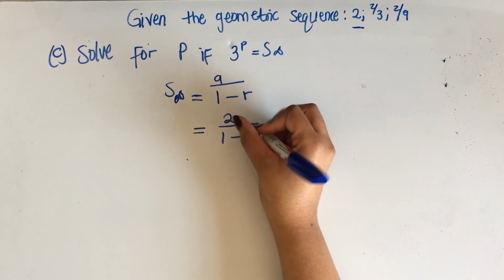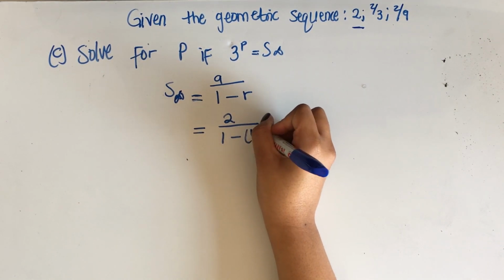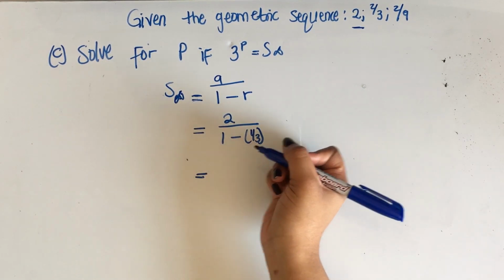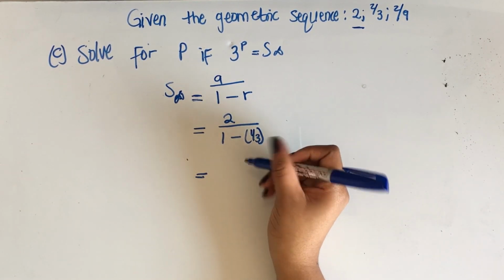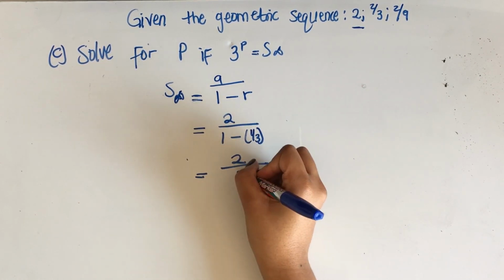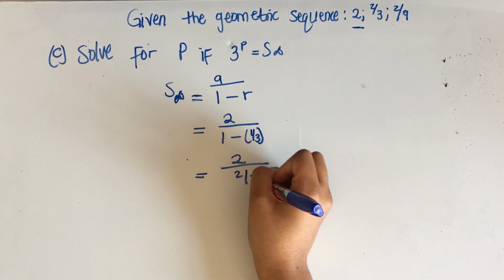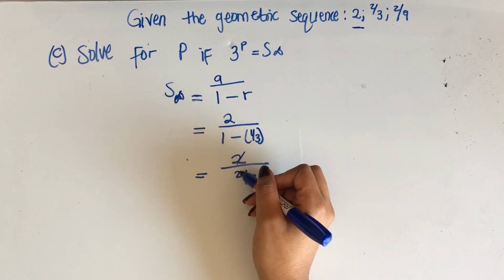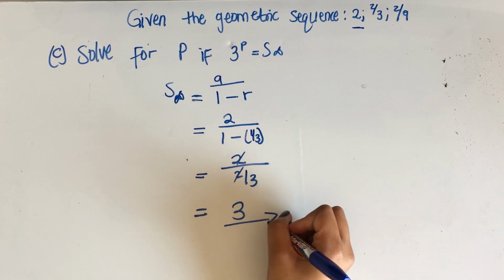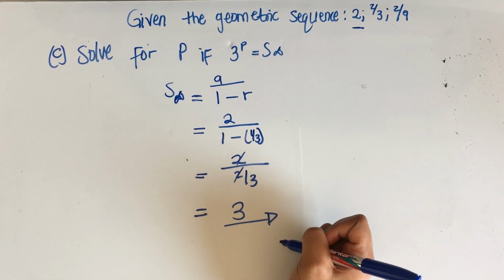Common ratio, which we've calculated previously, is 1 over 3. And then it's going to give us 2, 1 minus 1 over 3, which is 2 over 3. This will cancel that, and we will get 3.